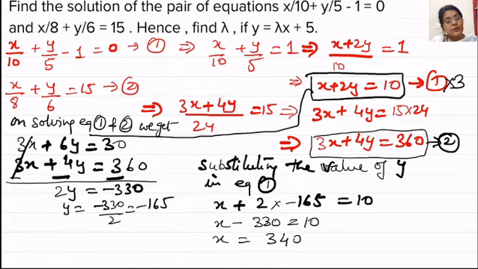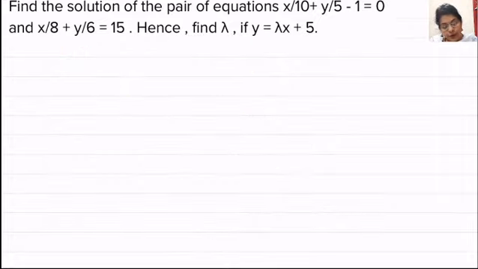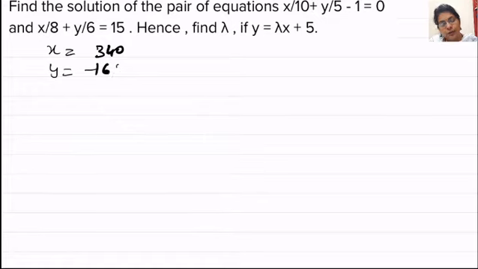This is the first achievement, what we were supposed to do. Now the second thing is we have to find the value of lambda. We have got the values of y and x. We will simply put the values of y and x and get the value of lambda. Now we are proceeding to the next part. So proceeding to the next part, we will write the value of x is 340 and the value of y is minus 165.